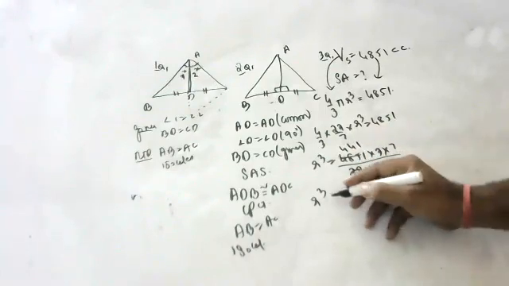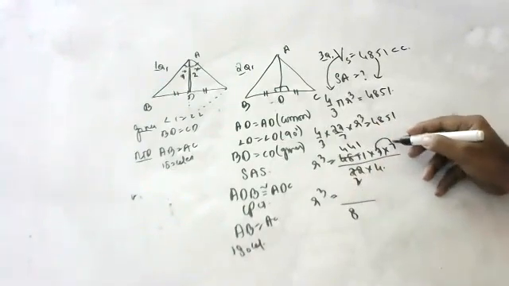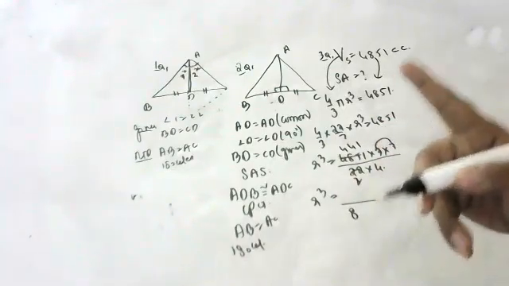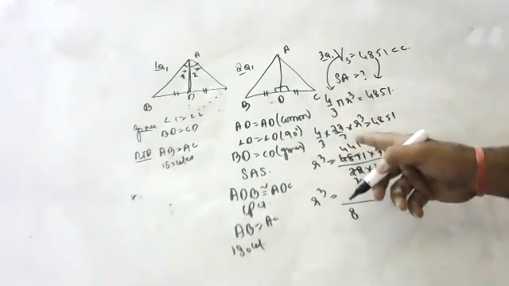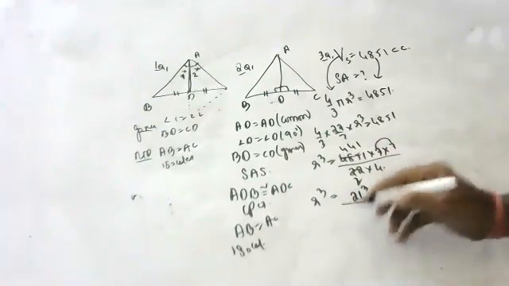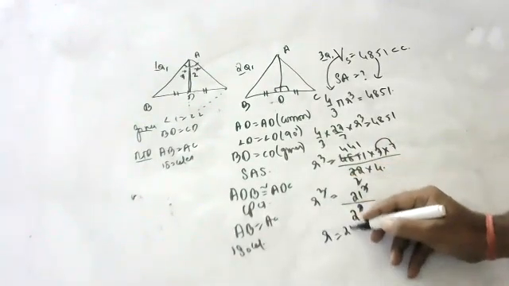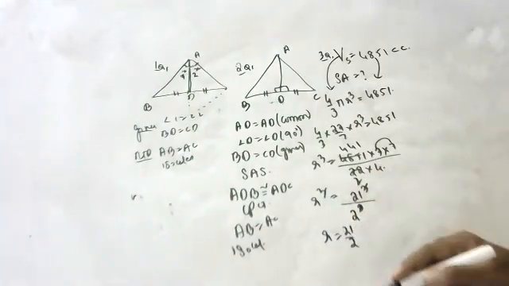441 will go in which table? 2 4s are 8, let it be like that only. 7 3s are 21, and 21 into 21 is 441, am I correct? Yes, sir. This is 21, this is also 21. 21 cube is there. 8 we can write as 2 cube. Cubes cancel, r is equal to 21 by 2. Now we should find the surface area.